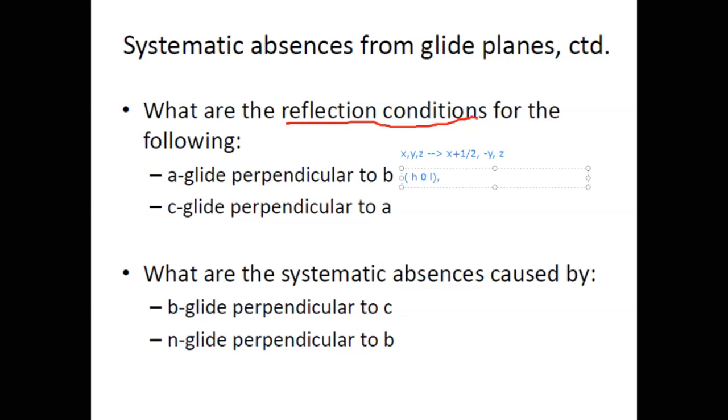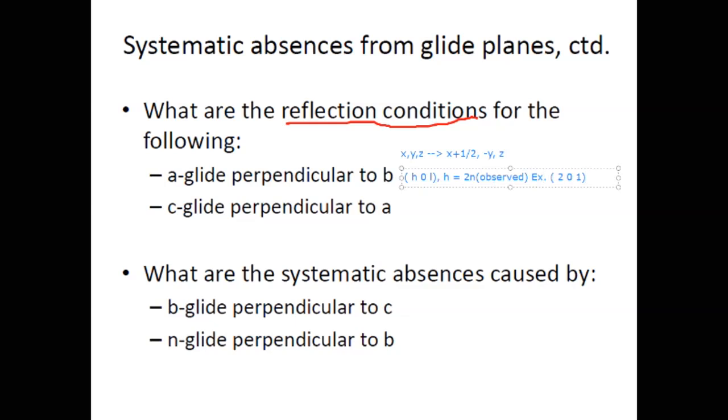Now, what has to meet the criteria of a reflection condition are the ones where translation occurred. Since we're translating along the X direction, or the H index, the H has to meet 2n to be observed. Only the even H0L indices, where H is even, are observed, then you have a glide perpendicular to B. For example, this could be the 2,0,1 index. If that's observed, and only the even are observed, you have a glide perpendicular to B.